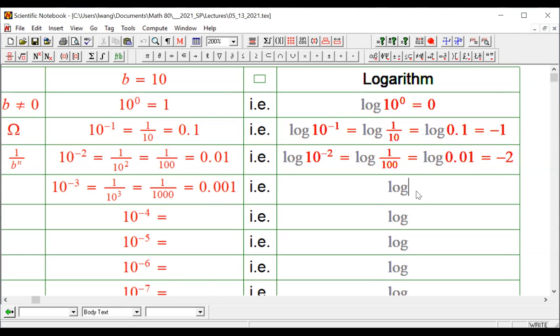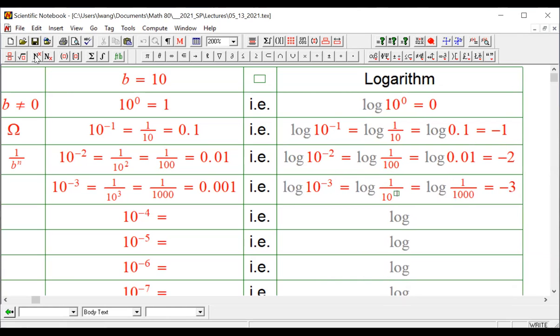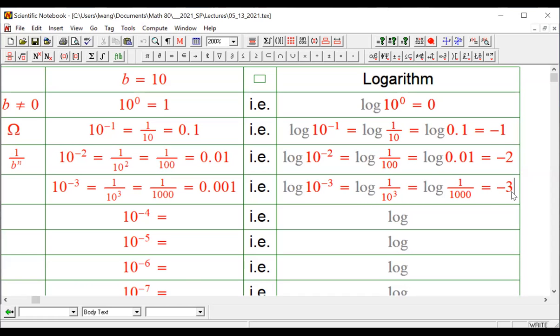And the log form will be, if you write it as 10 to the power negative 3, the answer is going to be negative 3. Or if you write it as log of 1 over 1000, it is also equal to negative 3, right? And if you write log of 1 over 10 to the power 3, it is also equal to negative 3. So these are different ways of writing.